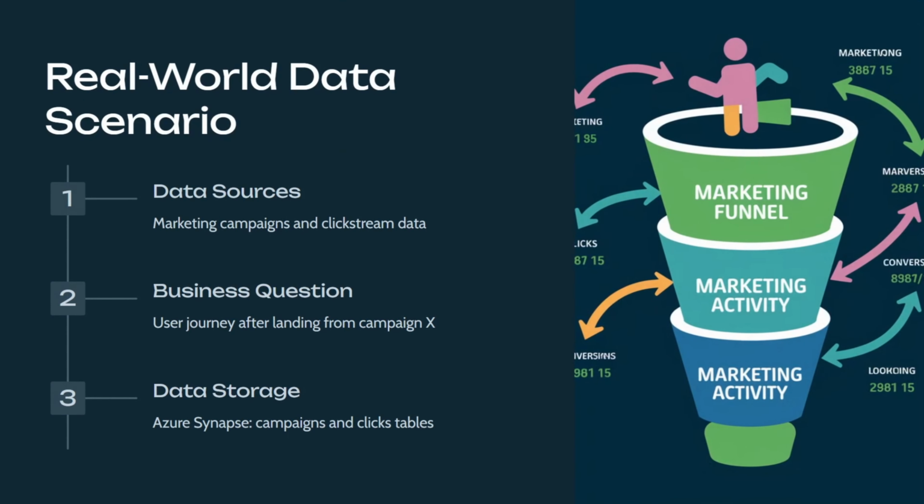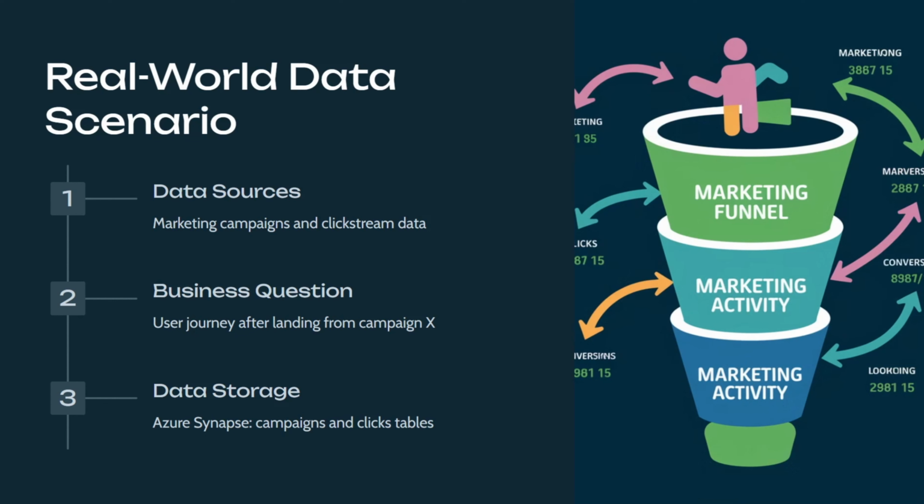Remember our two data sources? We've got our trusty marketing campaign table, nice and neat with rows and columns like a perfectly aligned spreadsheet. Then we've got the wild child, the clickstream data, with its semi-structured format and JSON blobs. It's like trying to herd cats. Let's say your marketing team comes knocking with a classic question. When users land on our site from campaign X, where do they scamper off to next? Now, this isn't some made-up scenario, folks. This is real-world stuff, the kind of questions that pop up all the time.